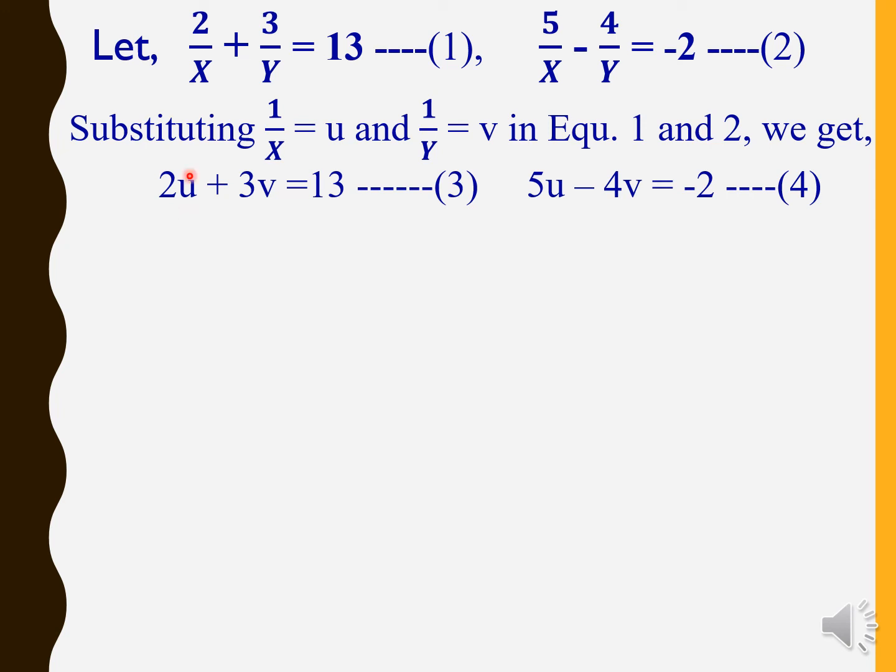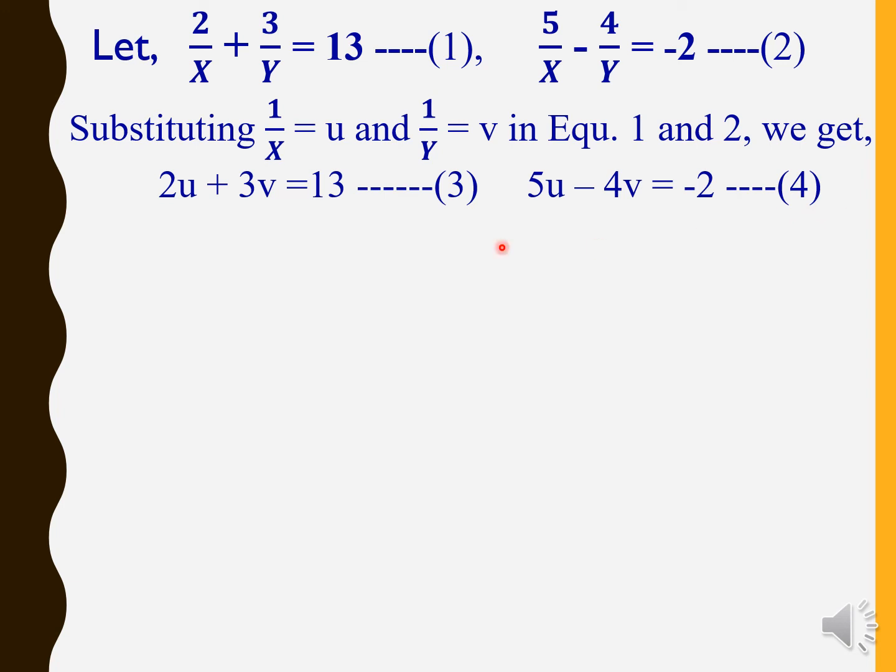Substituting u and v in equations 1 and 2, we get 2u. So 2 into 1 by x is 2u, plus 3 into 1 by y is 3v, equals 13. In the second equation, 5 into 1 by x is 5u, minus 4 into 1 by y is 4v, equals -2. We'll mark 5u minus 4v equals -2 as equation 4.